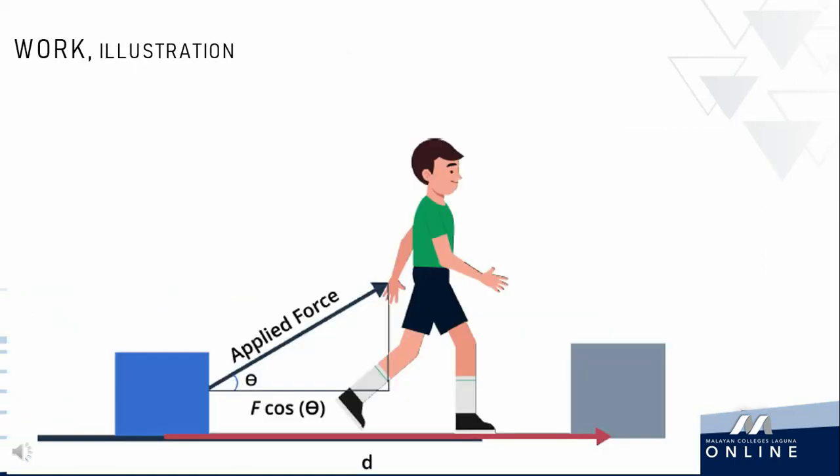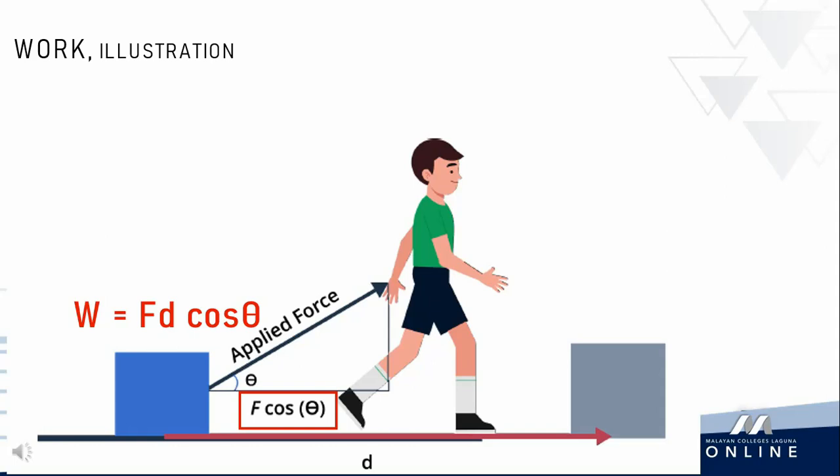To illustrate work, we have here a person pulling bags on a horizontal surface. The applied force is expressed in F cosine theta. The work done by the applied force F is W is equal to Fd cosine theta, where d is the displacement and theta is the angle between the force and the displacement.